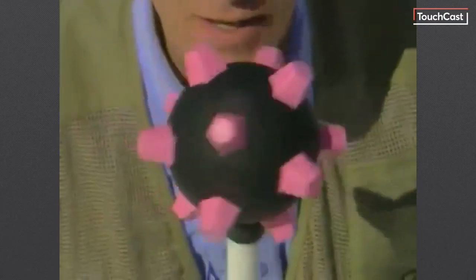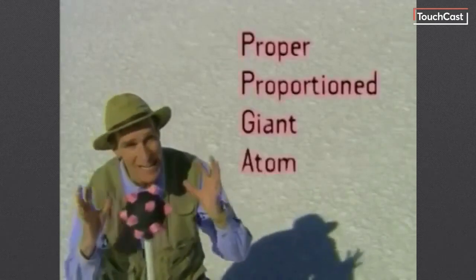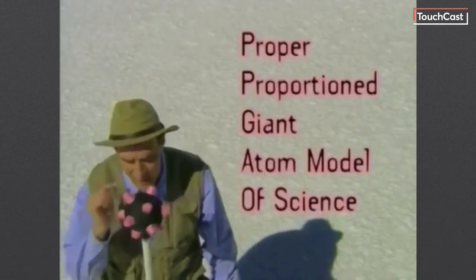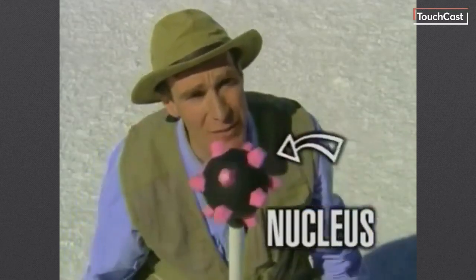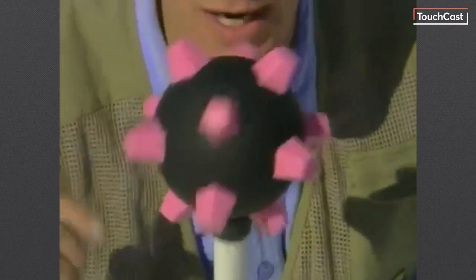Take a look at this. It's our proper proportion giant atom model of science. Now, this part isn't very giant. That's because it's just the nucleus, the middle of an atom. Now, in here are two kinds of particles, protons and neutrons.